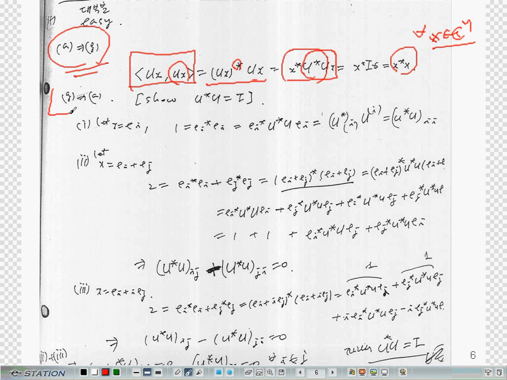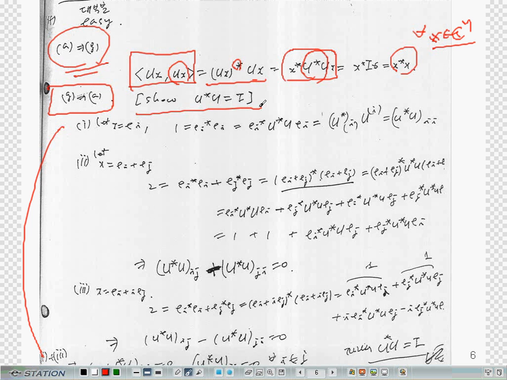So this is the only part that we need to show to complete the characterization theorem for the unitary matrix. Okay? And this is a standard technique. This is a very standard technique.